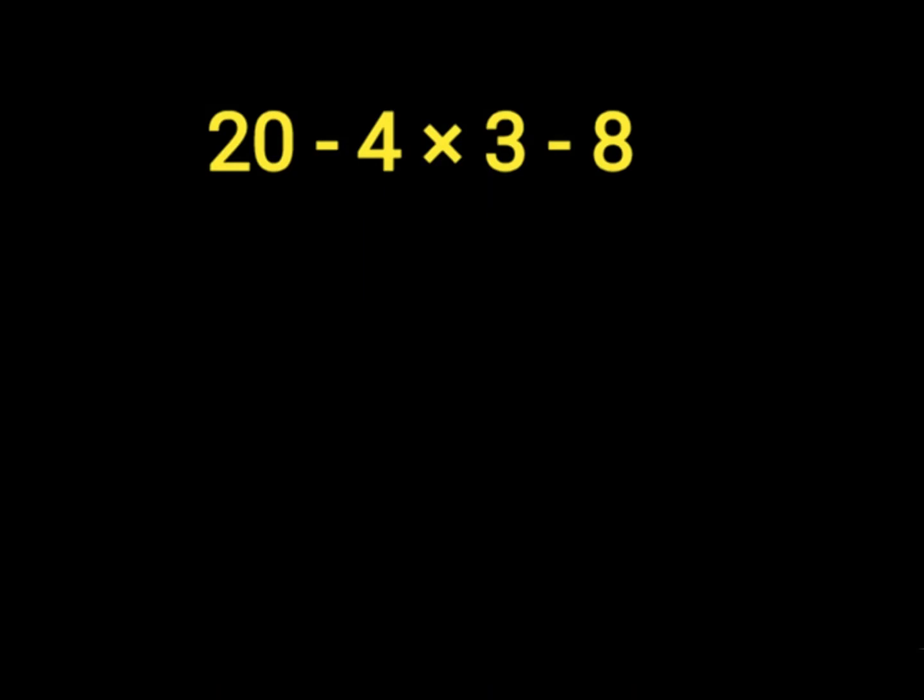20 minus 4 times 3 minus 8. 20 minus 4 will give us 16. 16 times 3 minus 8. 16 times 3 will give us 48. Then 48 minus 8 is 40.